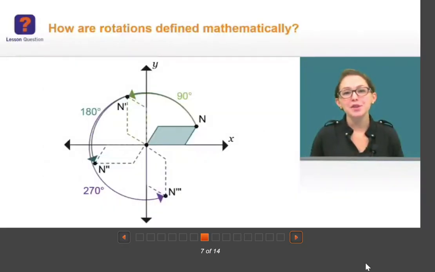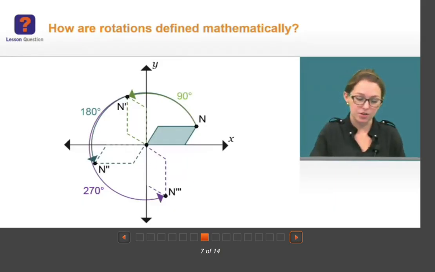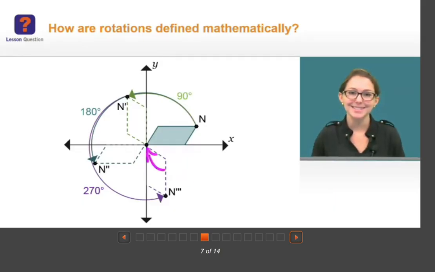You are doing a wonderful job working towards answering the lesson question, how are rotations defined mathematically? We have defined rotations given an angle of rotation and center of rotation, examining the properties used for constructing images. Let's consider a rotation like the one shown here, and how we can define rotations in the coordinate plane with the center of rotation at the origin.